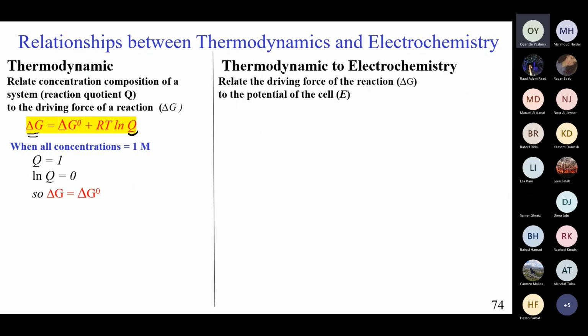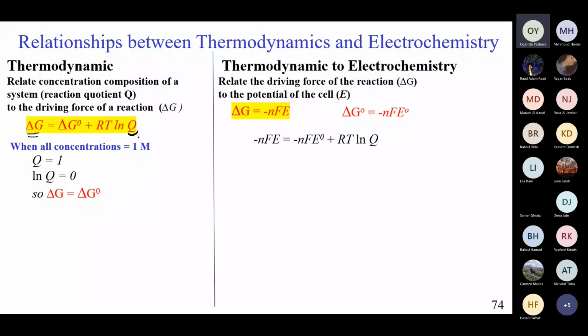If we relate thermodynamics to electrochemistry, this is simple thermodynamics at this point. Now we're going to relate thermodynamics to electrochemistry. We already derived that delta G is equal to minus nFE, as well as delta G naught, the standard, is minus nFE naught.